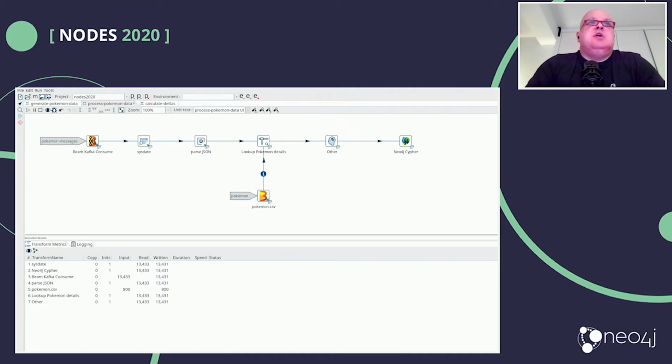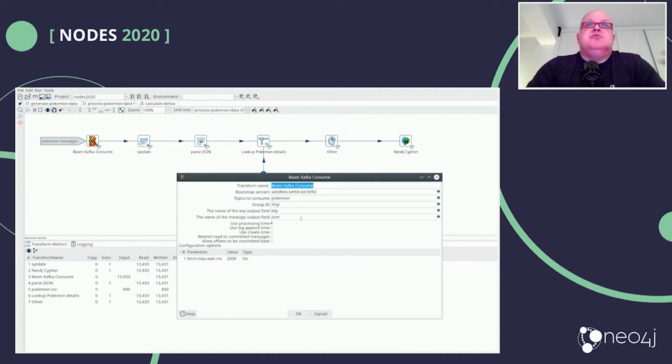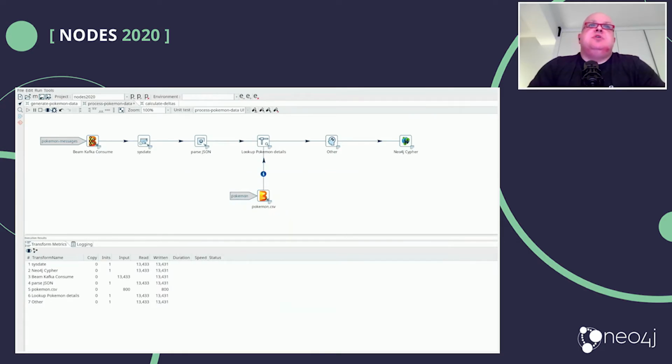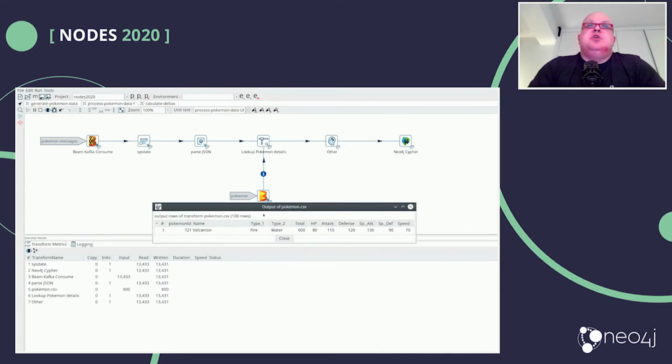So this is a Kafka consume transform. This uses the KafkaIO connector from Apache Beam. It adds a system date just to see at what given time a piece of information, a detection, actually passes through the pipeline, parses the JSON, and looks up Pokemon details using a data set.